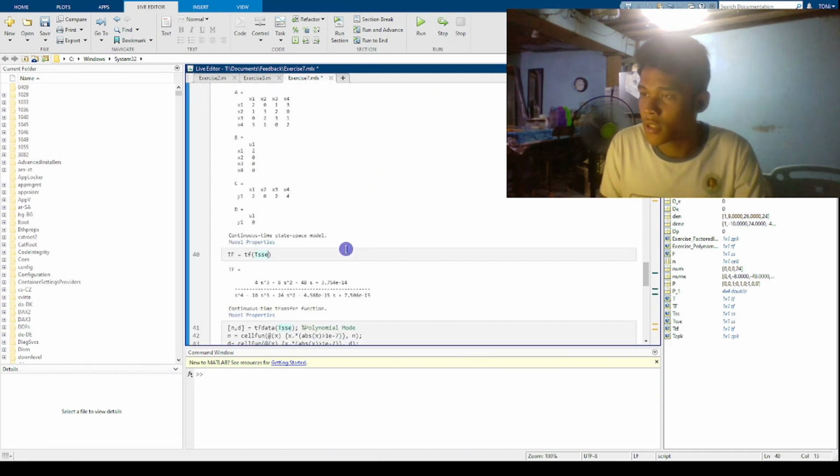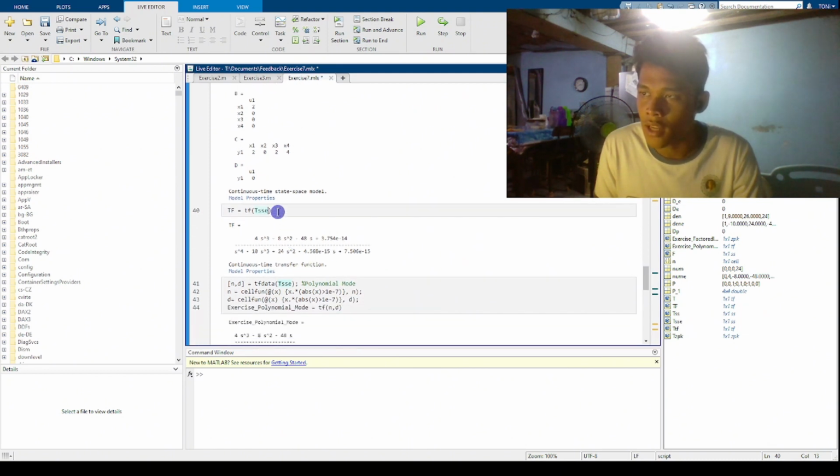Here I am using the TF command directly, and you can notice from this one, there are extra numbers in the e raised to negative 14 and negative 15. Although they are present, they shouldn't be because they are approaching zero. That means they are too small or insignificant to be considered for this equation.